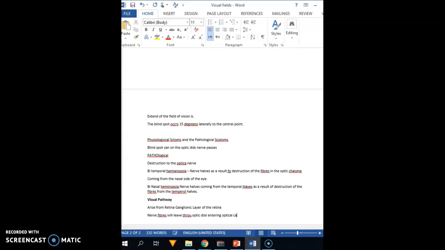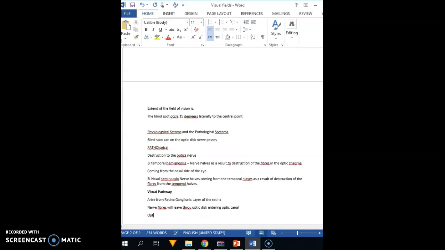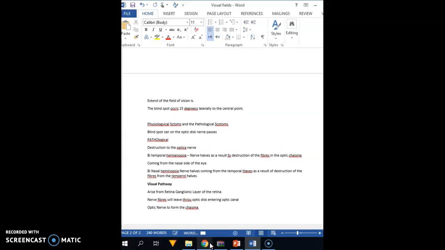Once it enters the optic canal, the optic nerve is going to go on to form the optic chiasma, right? From the optic chiasma, the fibers can go to the optic tract.